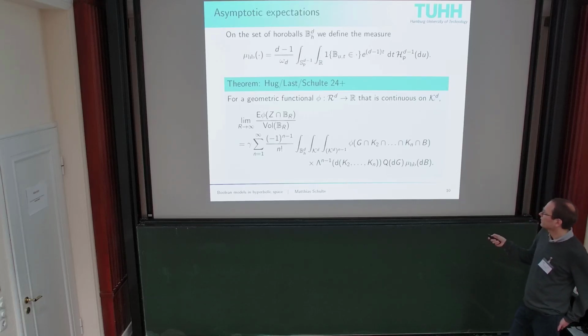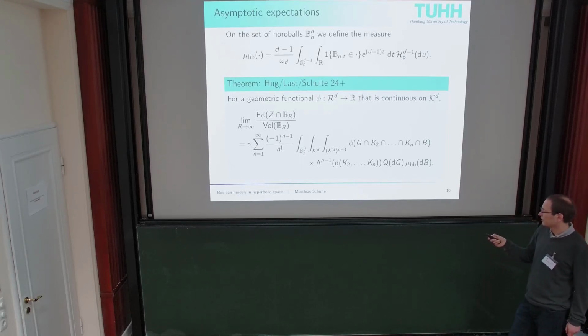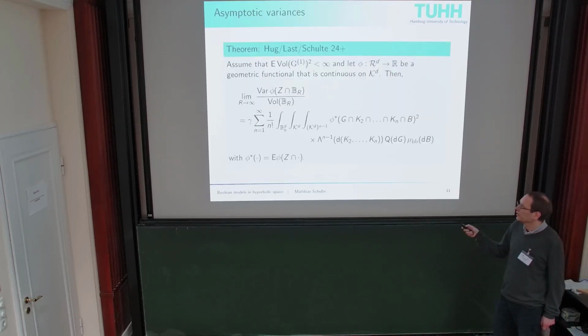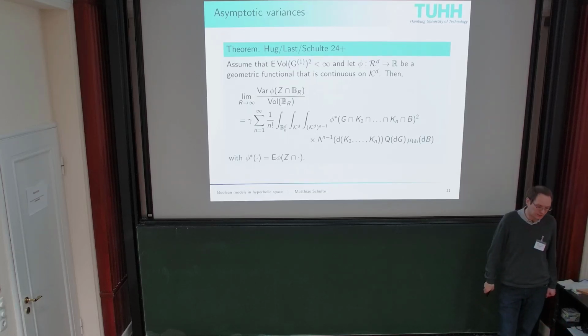And so what we have here are intersections of the typical particle with further particles, as well as a horoball here, and we integrate with respect to the measure introduced here, our intensity measure, and the probability measure of the typical particle. Instead of the expectation, we can also derive a formula if we take the variance, and the structure is similar to that for the expectation.